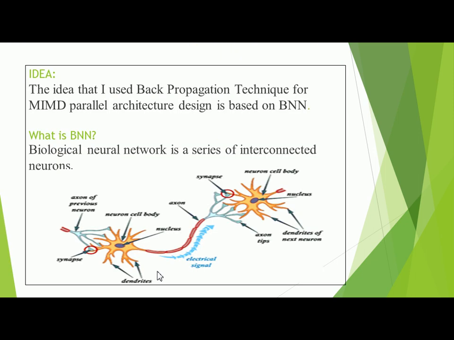The idea to use the backpropagation technique comes from the biological neural network. So what is a biological neural network? It is an interconnection of neurons, in which information is passed by cells. We have synapses and dendrites. The information is passed from the axon to the dendrites. There is no direct connection between the axon and the dendrite, so the information is passed through the synapse.